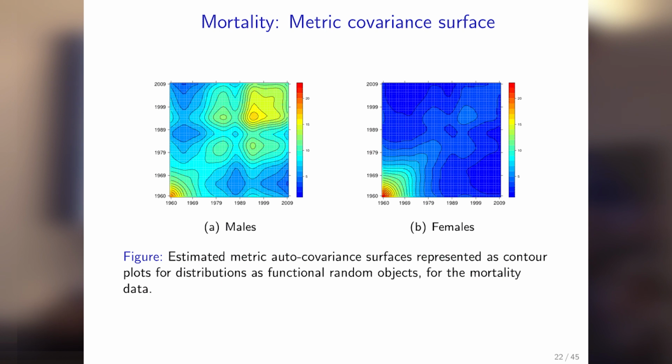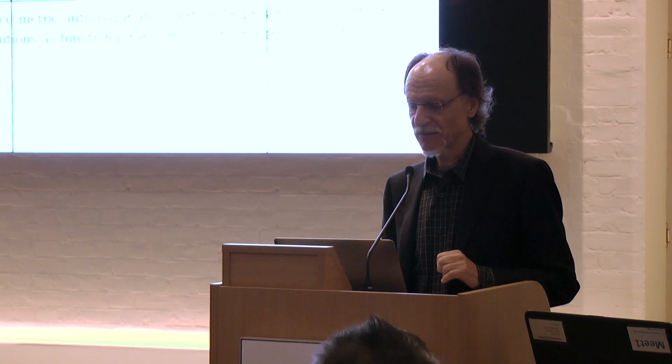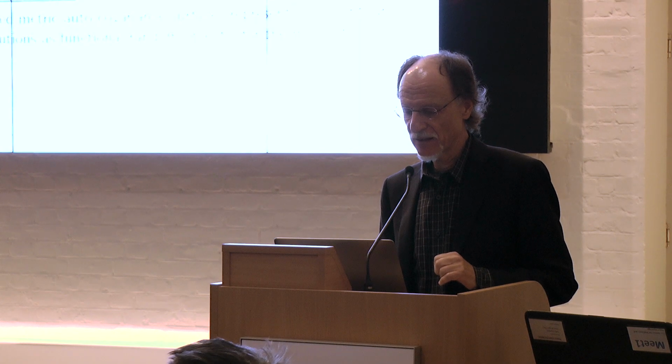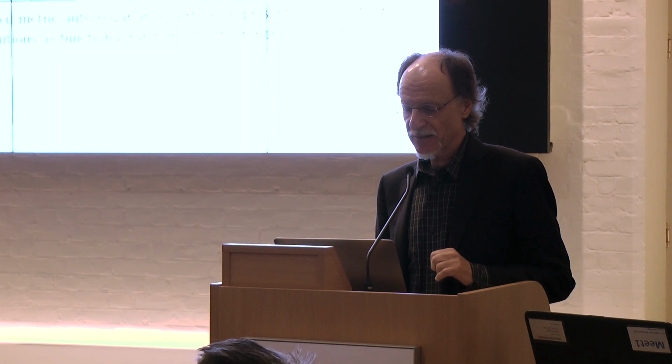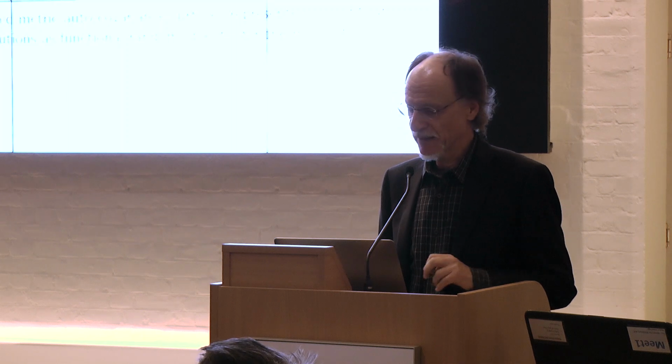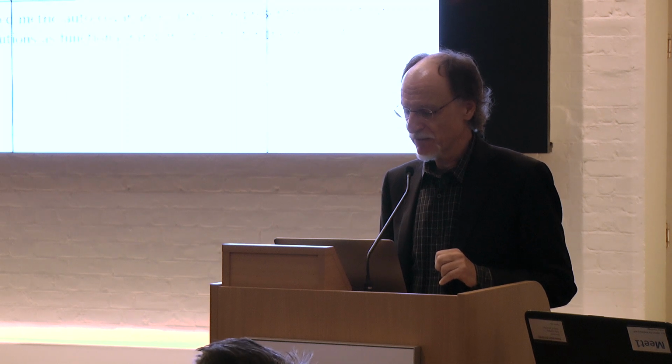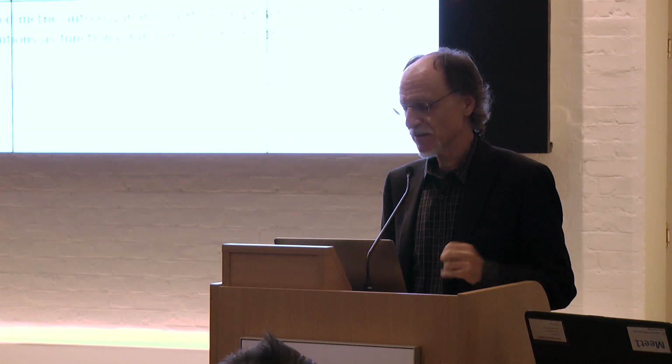So this is reflected in terms of the metric covariance surface, which we can calculate according to the formula before. You can see that for males on the left, there's a lot going on. The variance is actually very high in some areas, especially around the 1990s and subsequent. And the question is, why would that be? For females, nothing like this, right? Females have a high variability in 1960, and then it just goes down.